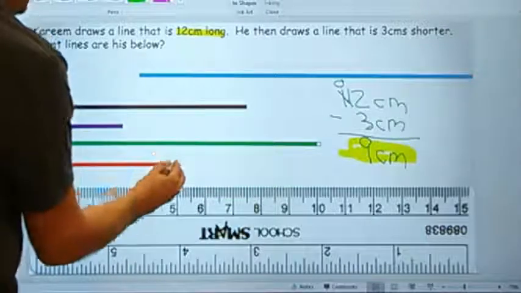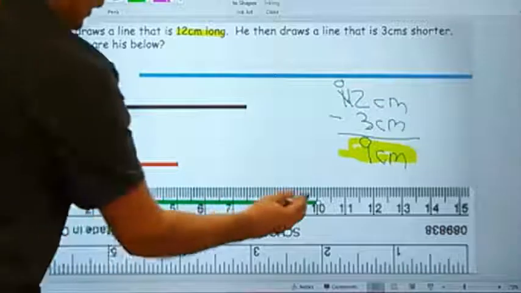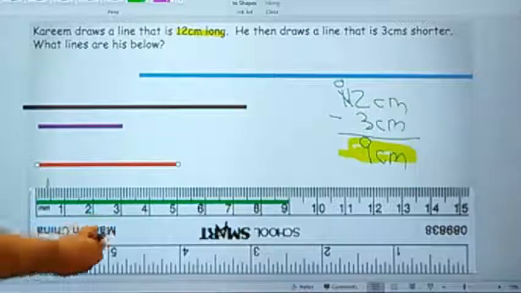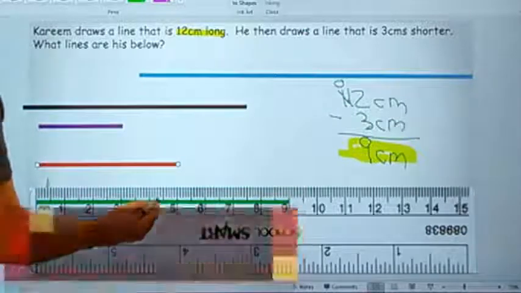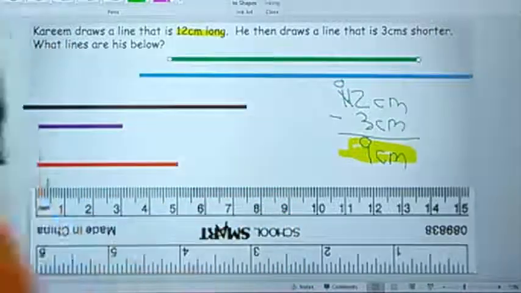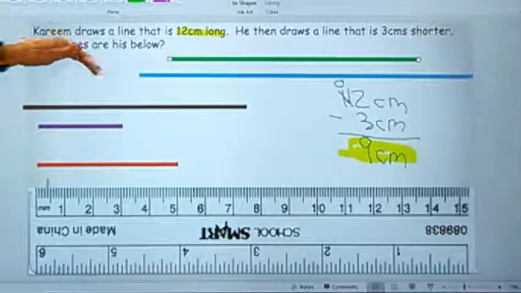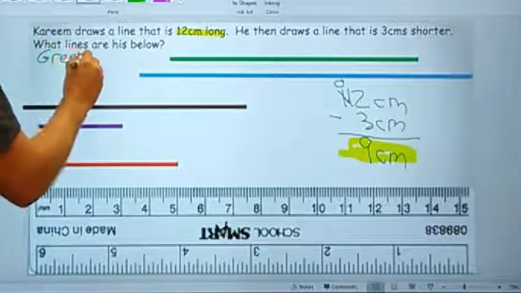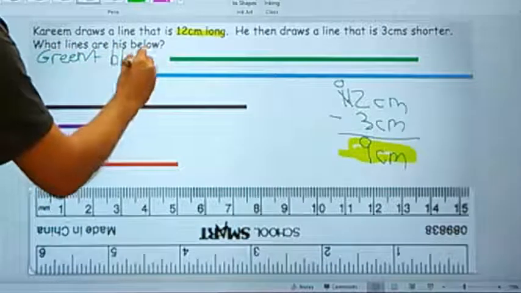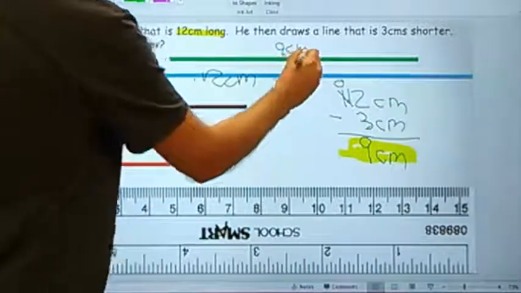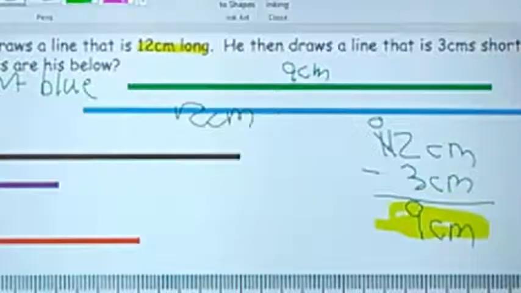And let's try this green one here. We got 10 centimeters. And let's just go ahead and shrink that one down. So that one's supposed to be 9 centimeters. So we have that 9 centimeters now. So I know that Kareem's 2 lines, what lines are his below? They are the green plus blue. The blue was his 12 centimeters one, and his 9 centimeters one is the green one. I did shrink that green one down to make it the 9 centimeters that we needed.